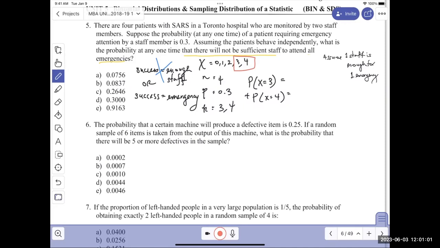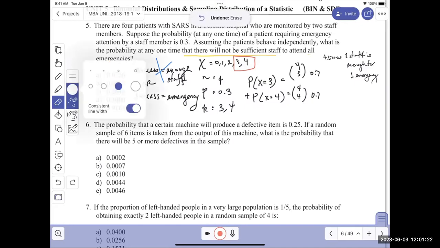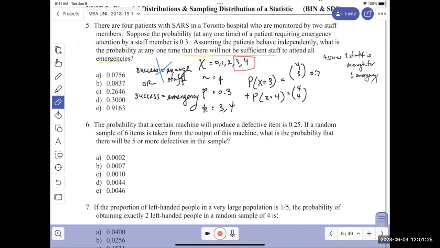X equals 3 plus X equals 4. So 4 choose 3 and 4 choose 4, and then the probability is 0.7, 0.7. For emergency, right? No. Why? See, I always remember the old numbers. It's 0.3. So funny. This is the Lassa fever one. Okay, so then 0.3 and 0.3, and I'm going to put 3 successes, sadly, and 4 successes there. And then the other one is 0.7 with 1 and 0.7 with 0.